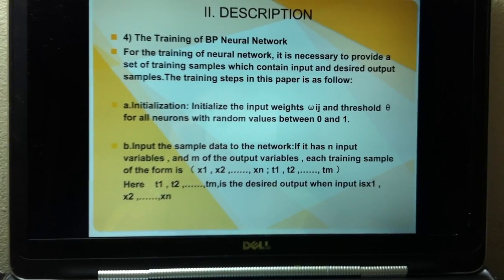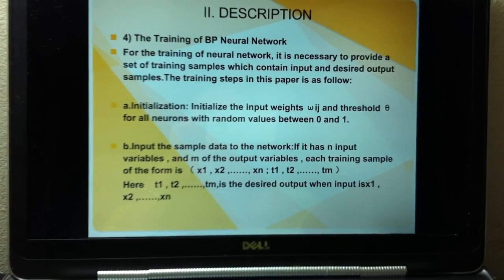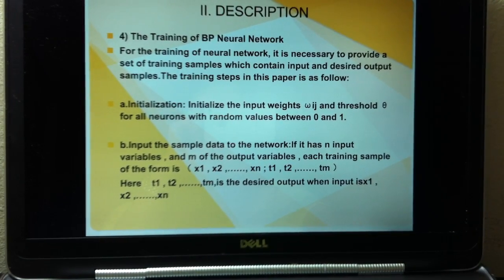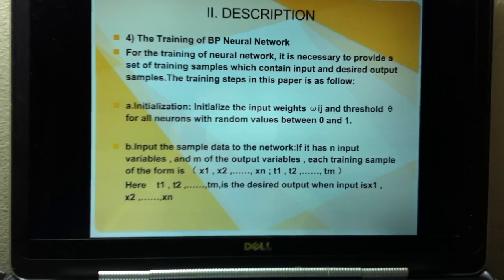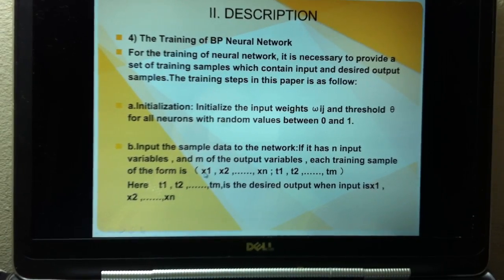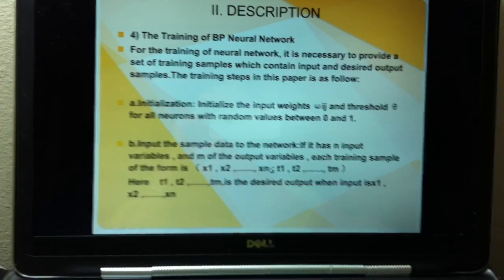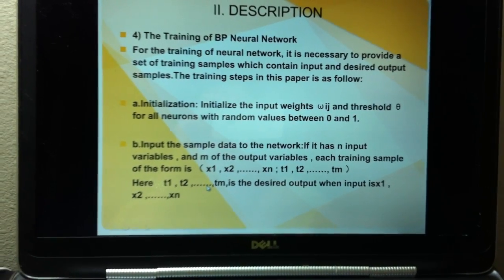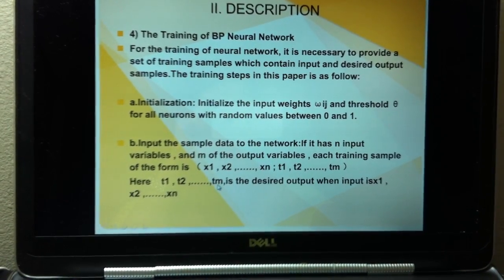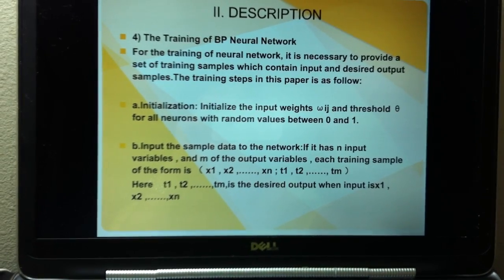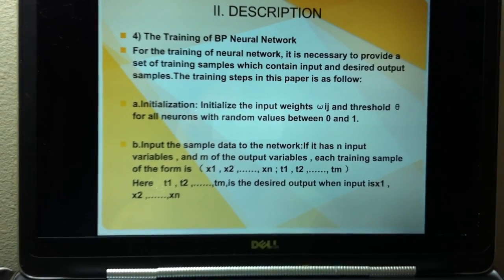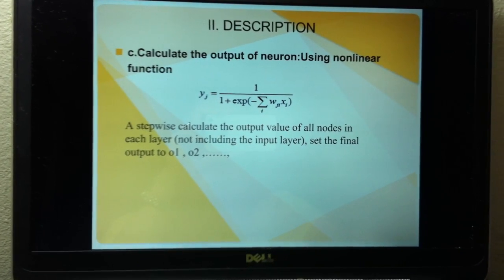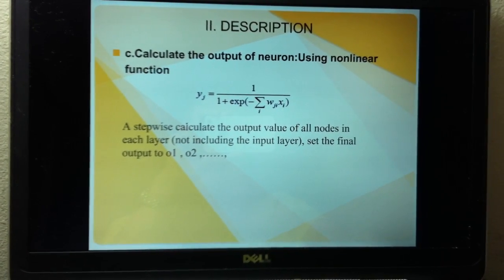If there are n input variables and m output variables, a training example has the form x1, x2, ..., xn, t1, t2, ..., tm. Here t1, t2, ..., tm are the designed outputs when the input is x1, x2, ..., xn. The third step is to calculate the output of each neuron.